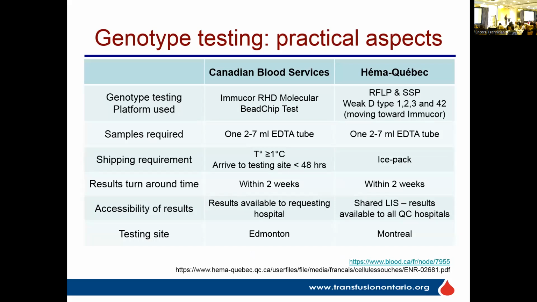At the time being, CBS uses the Immucor RhD molecular bead chip test to do the RhD genotyping. This platform utilizes 35 genetic markers associated with the phenotype. Quebec is moving toward the same array, but for the time being, we're using manual techniques by RFLP and SSP to detect weak D 1, 2, 3, and 42, and I will discuss 42 in the next few slides. For the rest, it's basically the same thing.